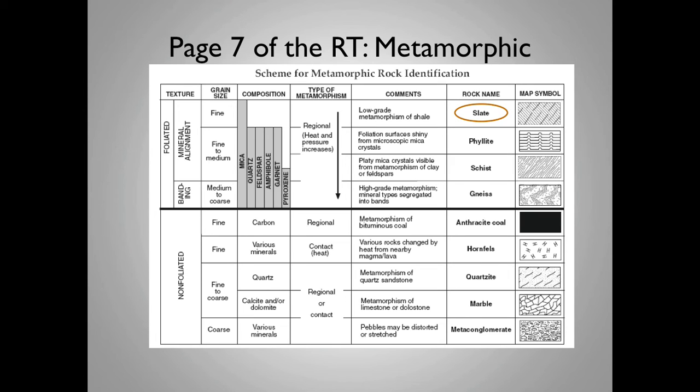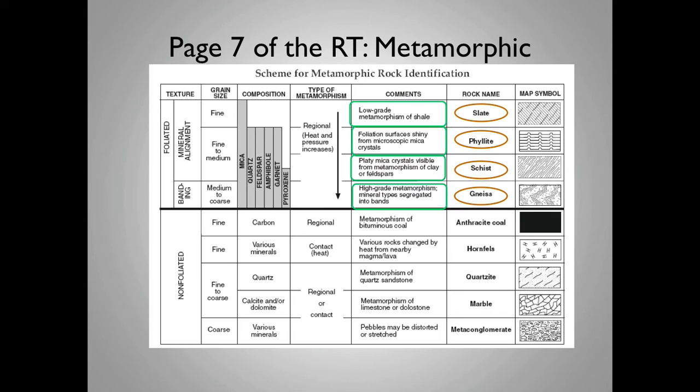It gives a description, it gives the rock name and then a description under comments. So low-grade metamorphism. And then foliation forms what's called phyllitic sheen, microscopic mica crystals. And then schist has platy, big chunky mica crystals. That's the rock we saw at the very beginning. And then finally, gneiss, high-grade metamorphism. The mineral types are segregated into bands.